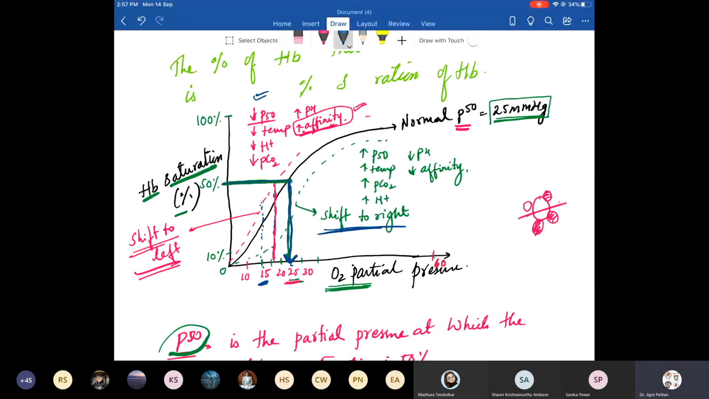How? See here what happened. You can see this. Just a minute. Ma'am, could you please explain the affinity part? I didn't get it properly.